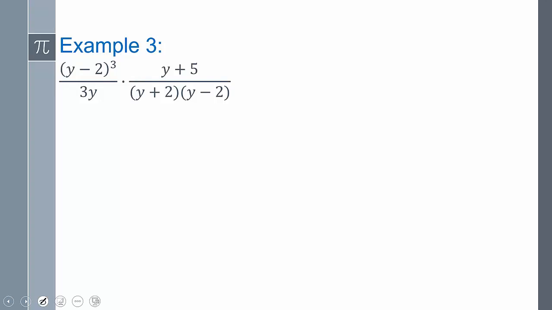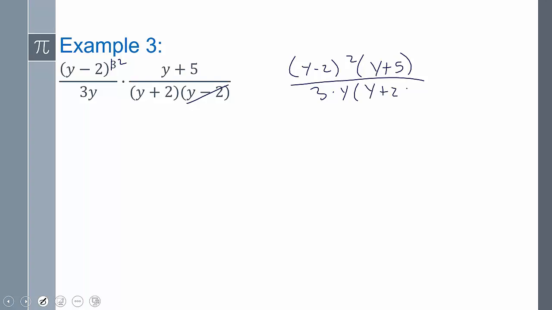Now for here, one of these y minus 2's will cancel out, and nothing else reduces. So I get y minus 2 squared times y plus 5 over 3 times y plus 2. Nothing else, there are no same factors on the top and the bottom that reduce.